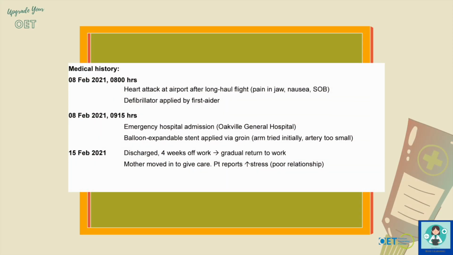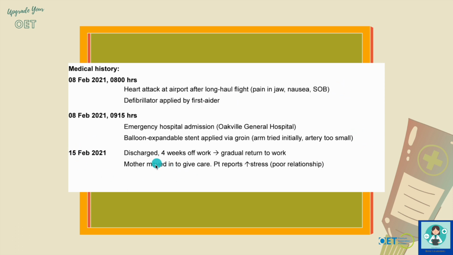You don't want them to read extra information that won't help them. So you can see here that in the notes, they actually detail what happened. She had a pain in her jaw, nausea, shortness of breath, there was a defibrillator applied, then she was admitted. She had the balloon stent, which initially was attempted to be inserted into the arm, but the artery was too small, etc., etc. So we have quite a lot of detail here and here.